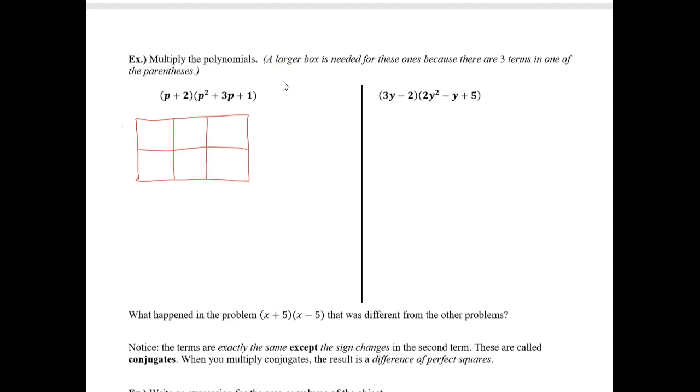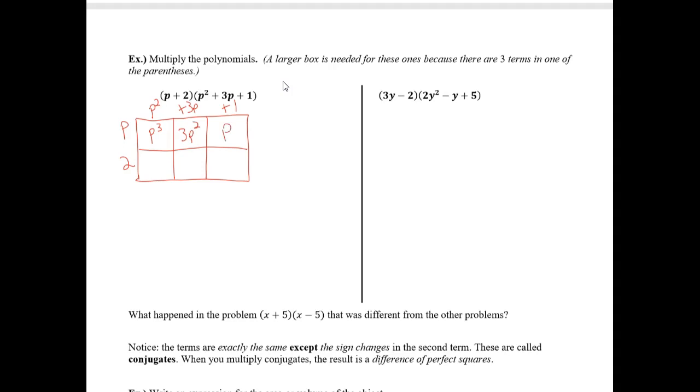So I'm going to write the two terms on one side, so p and a positive 2. The three terms on the other side, p squared, positive 3p, and a positive 1. And then multiply each box. P times p squared is p cubed. P times 3p is 3p squared. P times 1 is p.